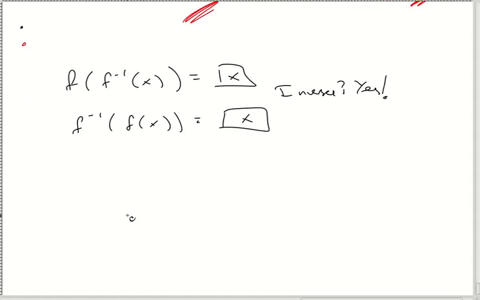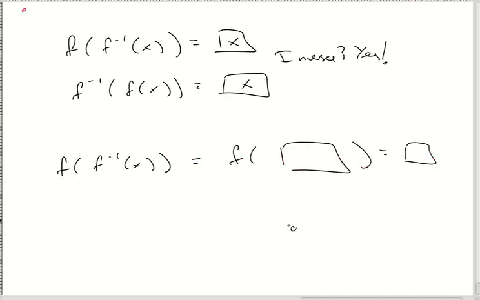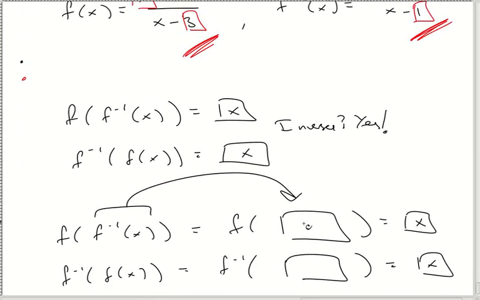They want more than just that. Let me rewrite this. They're going to do this: f of f inverse of x is equal to f of blank equals blank. And then they similarly confuse you by doing it all over again for no reason at all. Now, I know that these answers are x, but what goes in here? Notice that this was the inverse, so you're literally just rewriting your inverse in there.